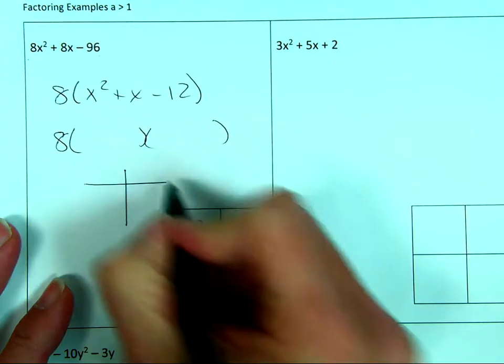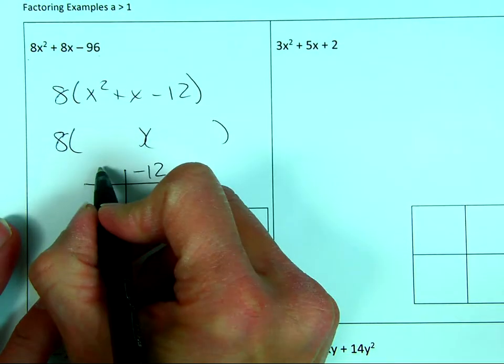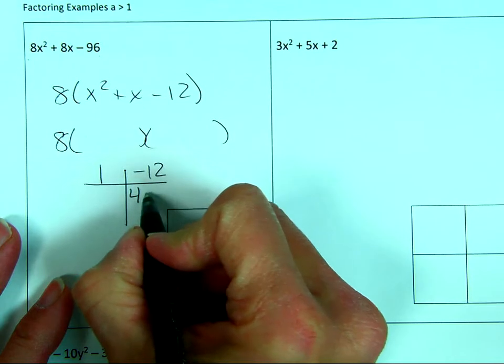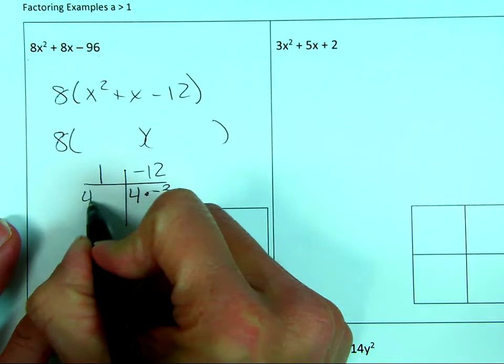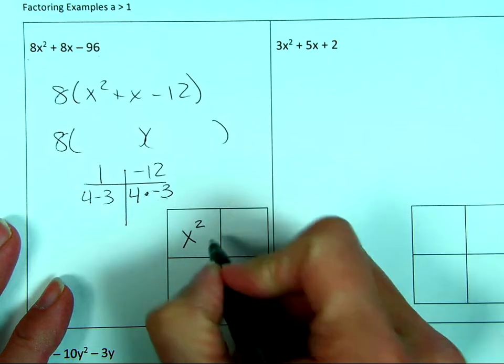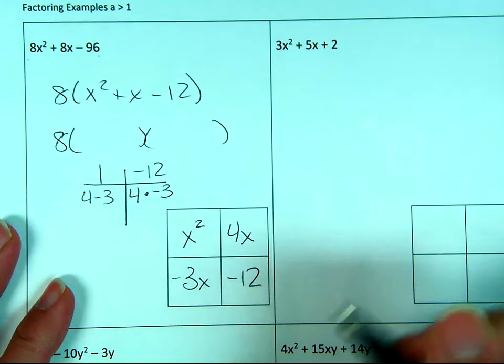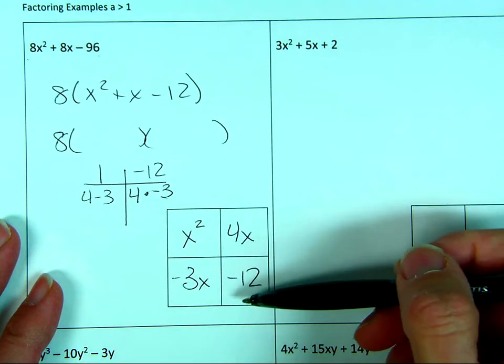And then we find 2 factors of ac, which is negative 12, because a was 1, that add together to be 1. And that would be 4 and negative 3. They multiply to get negative 12, but when you add them, you get 1. So we put a 4x here and a negative 3x here. And then we distribute out. It's kind of like just backwards distributive property.